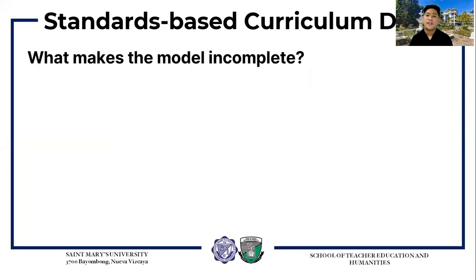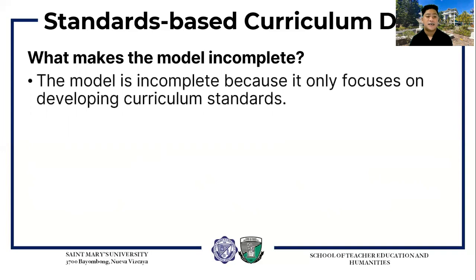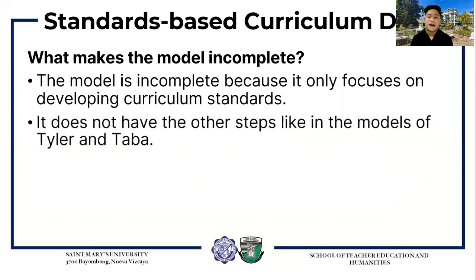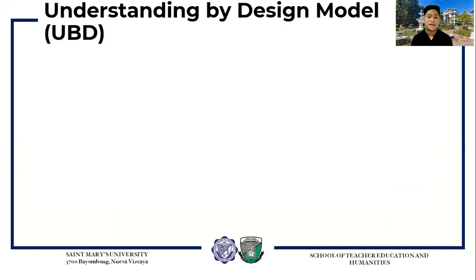So what makes the model incomplete? I think comparing the model with Tyler and Taba, you can already see the difference because there are so many steps for Tyler and Taba, but for the standards-based curriculum development model, although there are three phases, the three phases focus only on development of standards. The model is incomplete because it only focuses on developing curriculum standards. It doesn't have the other steps like in the models of Tyler and Taba.